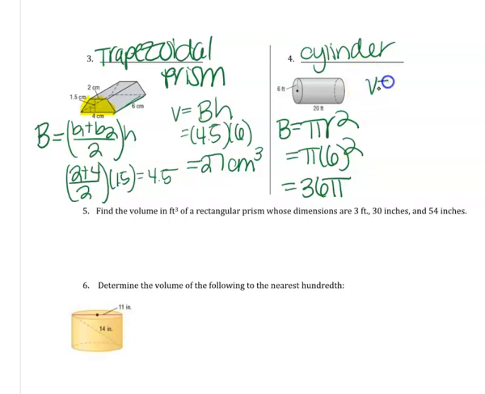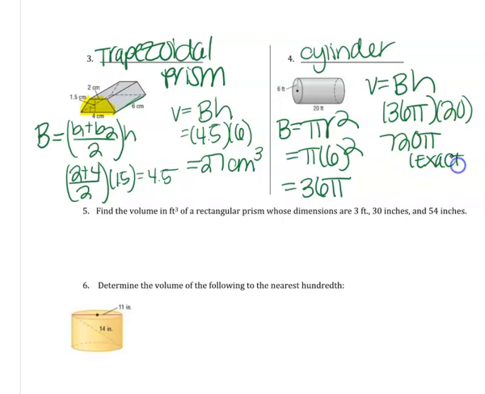All right, I know volume is area of the base times the height, so 36 pi times our height of 20 feet. And in exact form, we would get 720 pi. So I'll just put a little note here. That's our exact volume. But if we wanted rounded, remember we type that in our calculator with the pi, and we would get 2261.9 feet cubed.